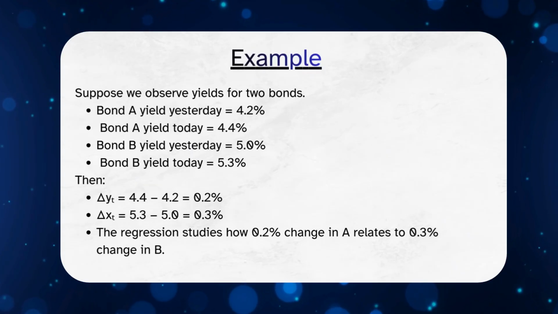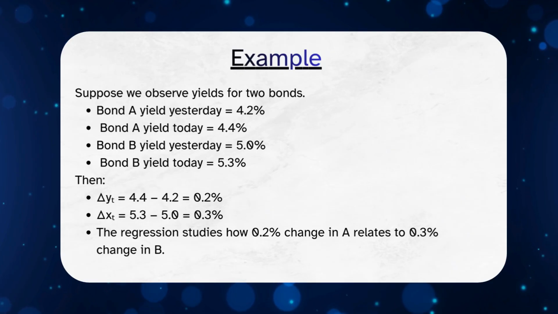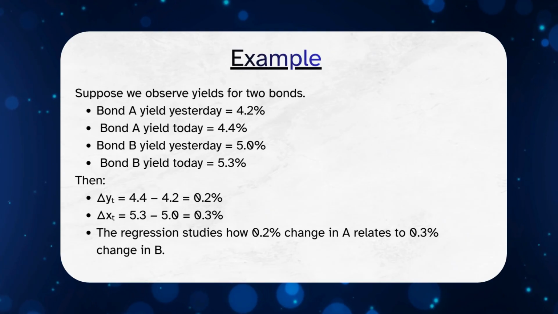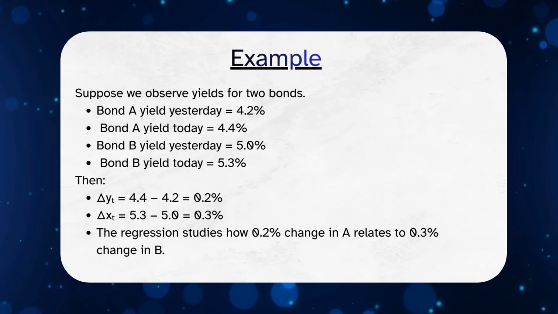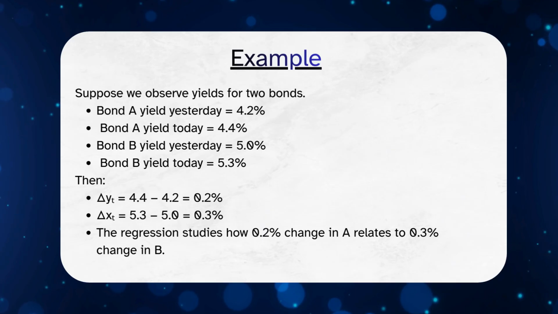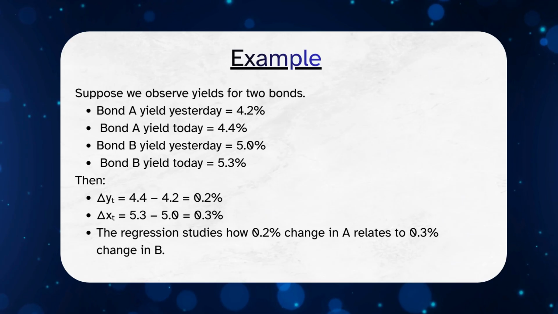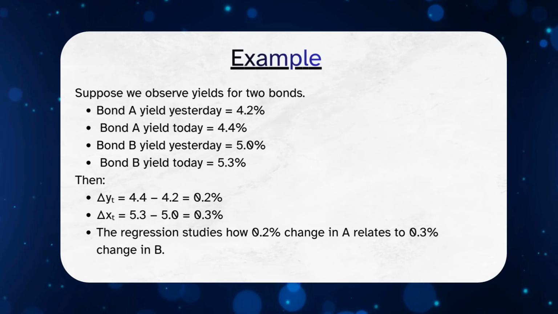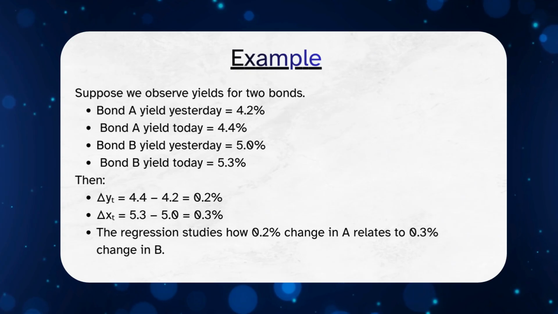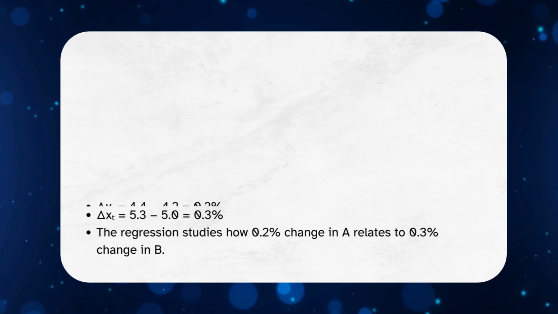For example, suppose yesterday the yield of bond A was 4.5%, and today it becomes 4.7%. The change in yield is 0.2%. At the same time, bond B's yield moves from 5.1% to 5.4%, giving a change of 0.3%. The regression studies how the 0.2% change in bond A relates to the 0.3% change in bond B.